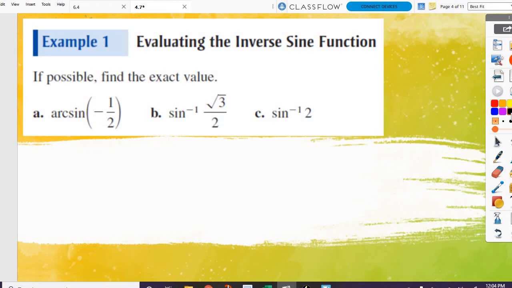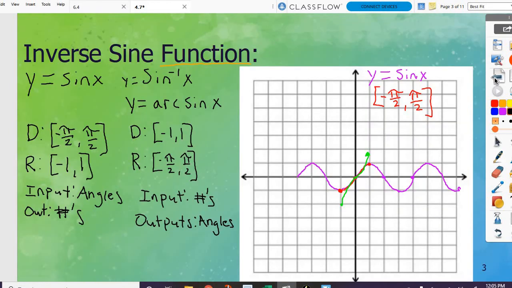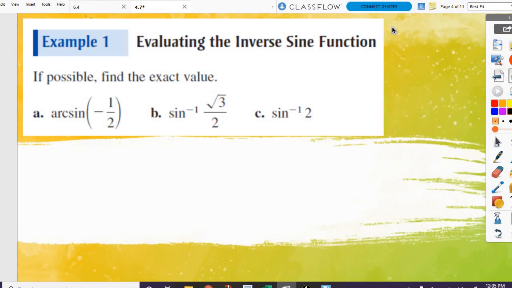Because of that requirement, what did we say our ranges have to be between? What did our outputs give? Yeah, negative pi over 2 to pi over 2. So that's what we want to stick with, negative pi over 2 to pi over 2.